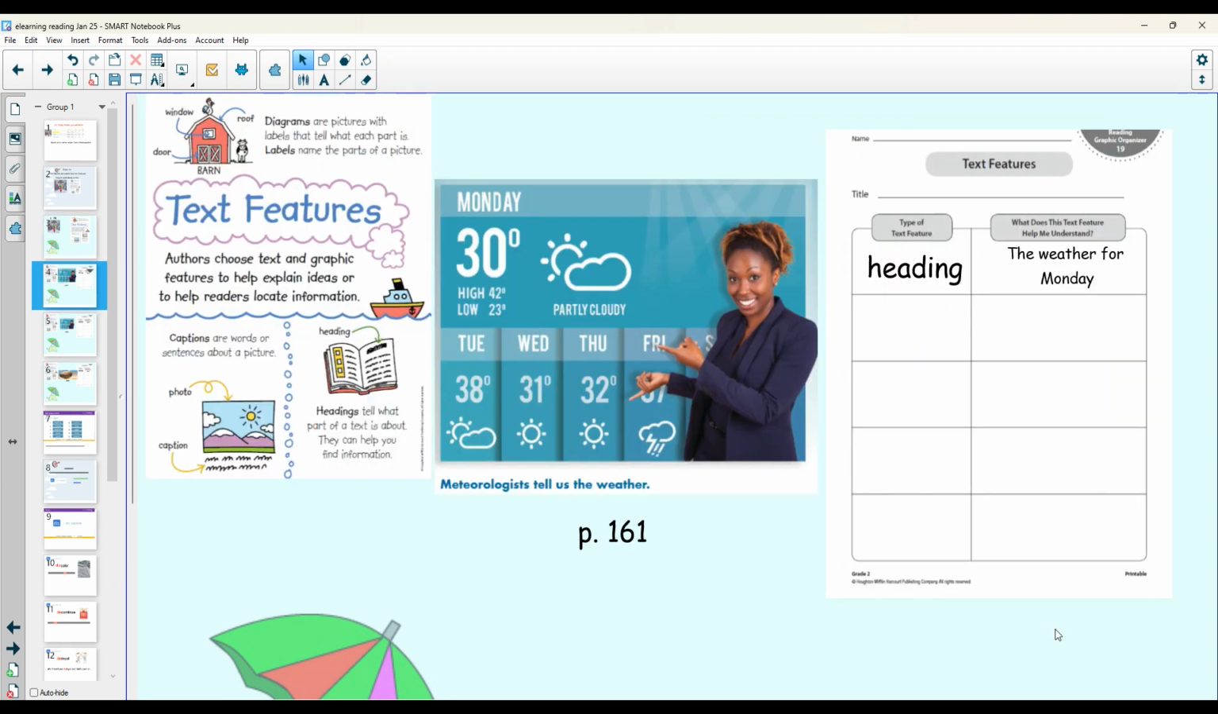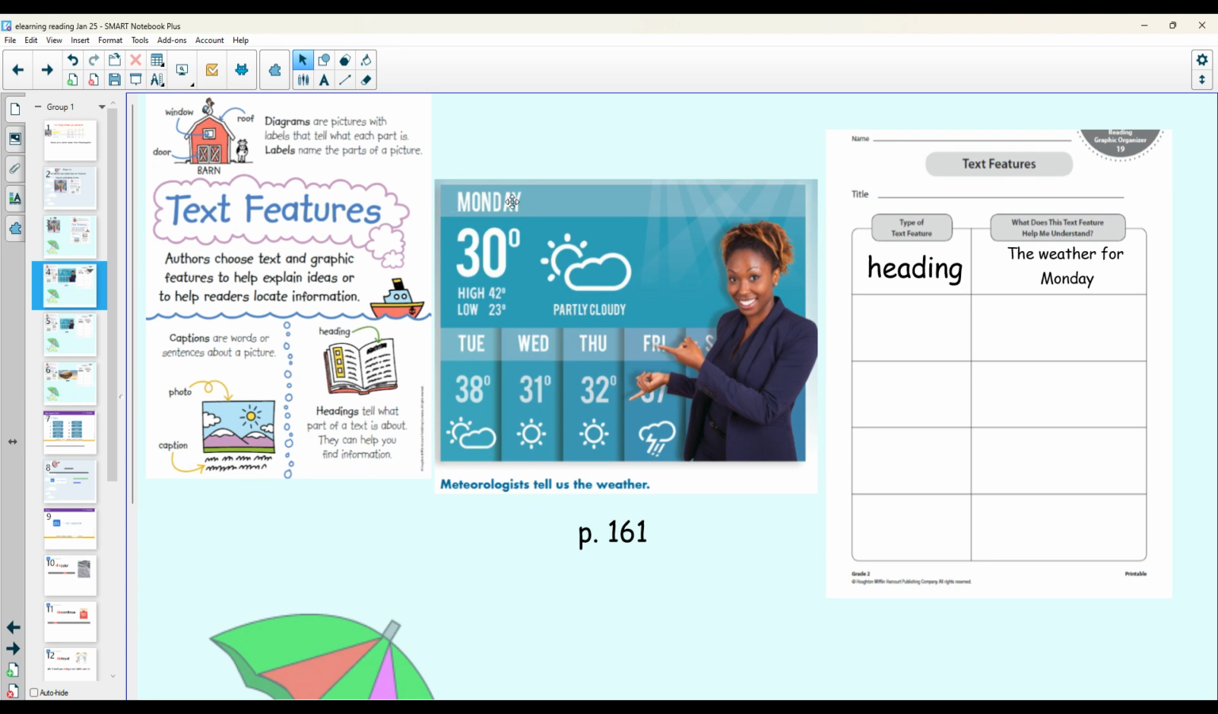Let me give you an example of a text feature that I found on page 161. I looked at my text feature poster that my teacher, Miss Sai, gave me, and I saw diagrams. But when I look at this picture, I don't see a diagram with labels that kind of look similar to the barn. So I don't think that there was a diagram on this page. But I do see a heading. A heading tells what this part of the text is about.